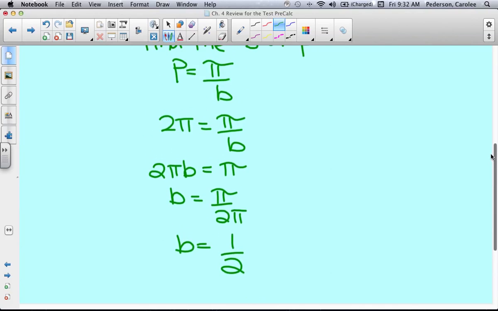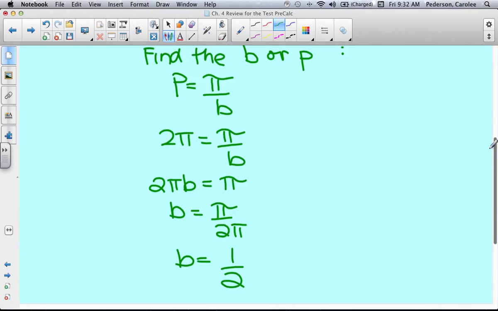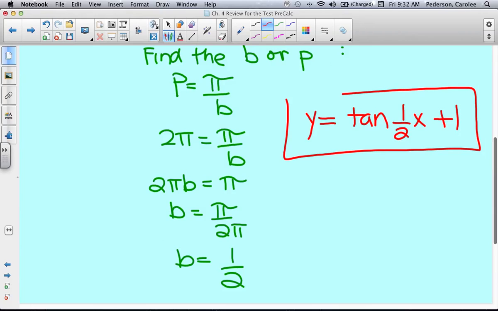So now we can write the equation for this tangent function. So the tangent of our b value, which is 1/2, x, no shift change left or right, it started right in the middle, and then it moved up 1. So there's my equation for my tangent. And that'll finish.